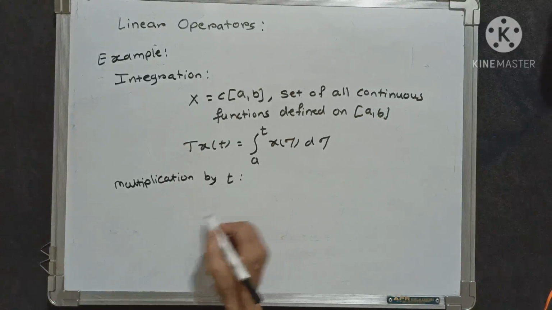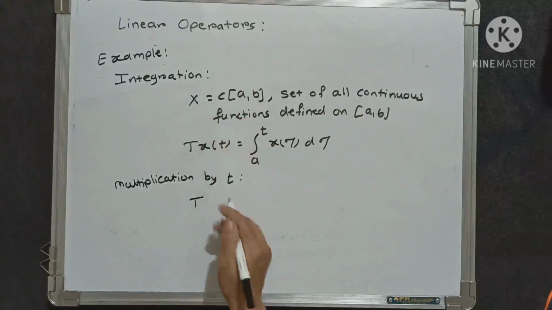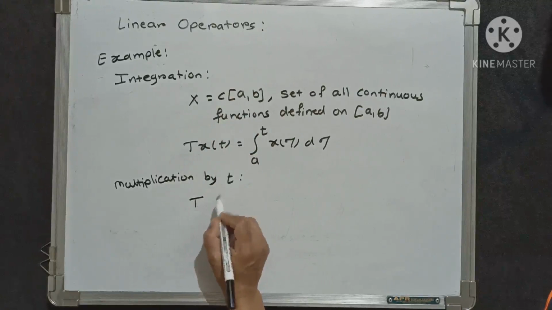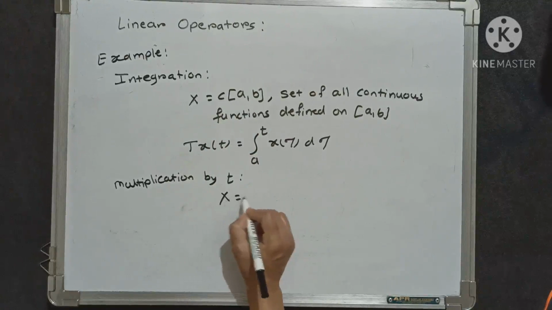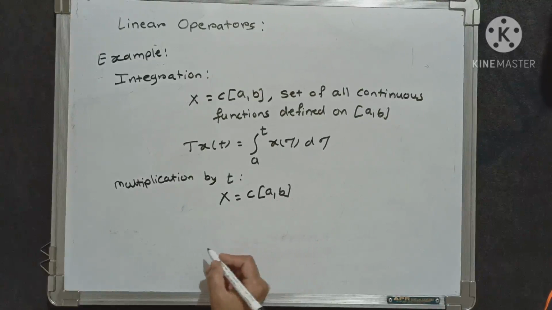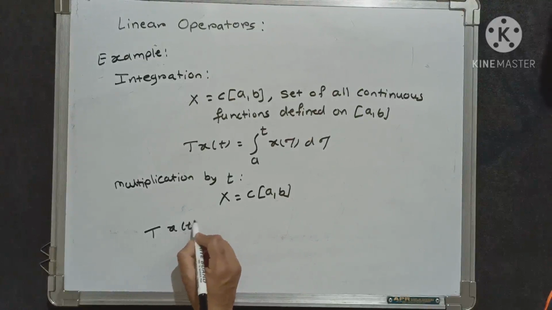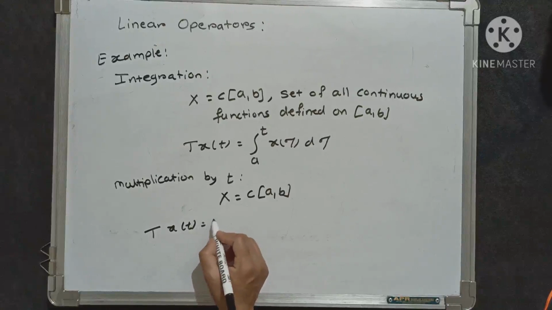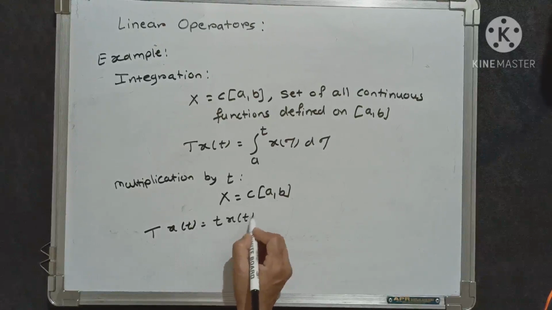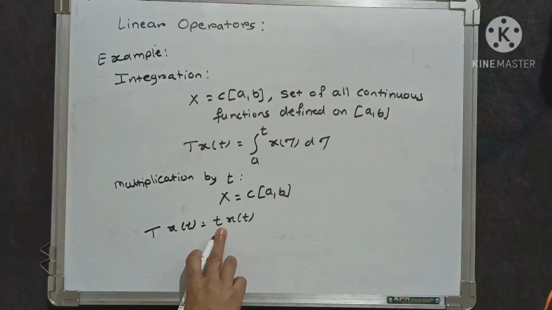In this example, again the operator T is applied on the function space C[a,b]. That means T is applied on capital X, and here again capital X is the function space C[a,b]. In this space, the operator T is defined like this: T of x(t) is equal to t times x(t). That means x(t) is multiplied by t.